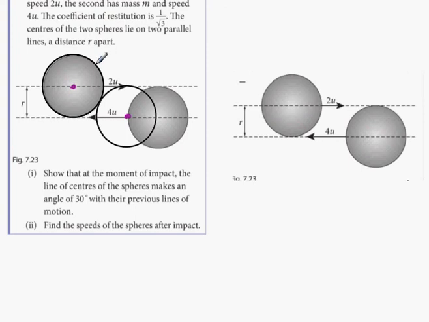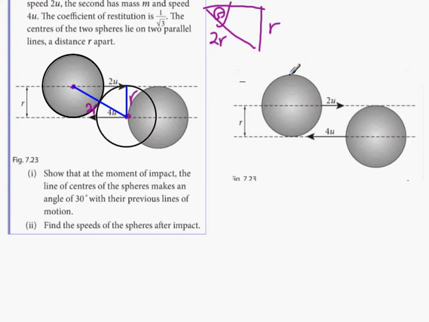Can anybody tell me what's the distance between the two centres in terms of r? 2r. And then if I go directly up, r. So we have a triangle of 2r and r. Then I'm going to find this angle of impact. We have the opposite and the hypotenuse, correct.